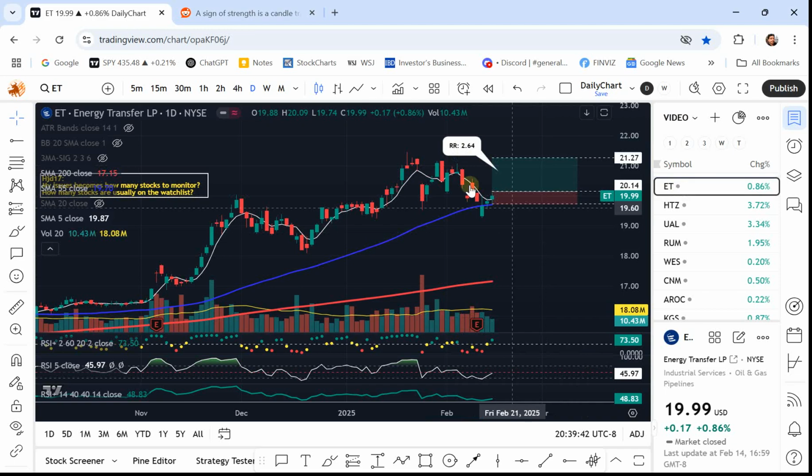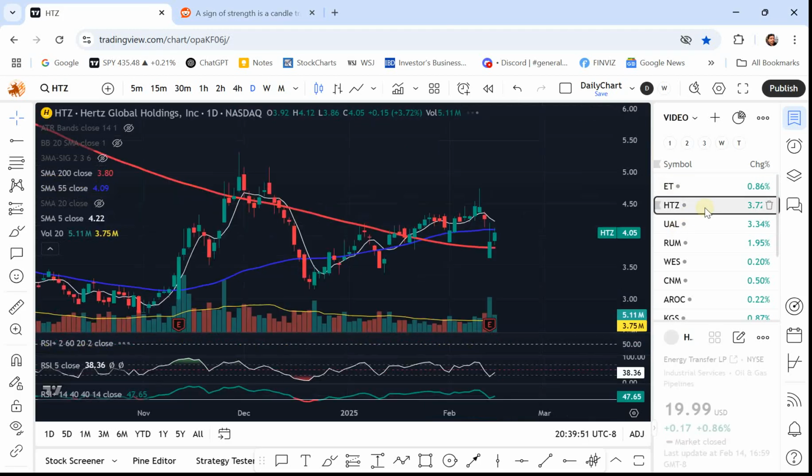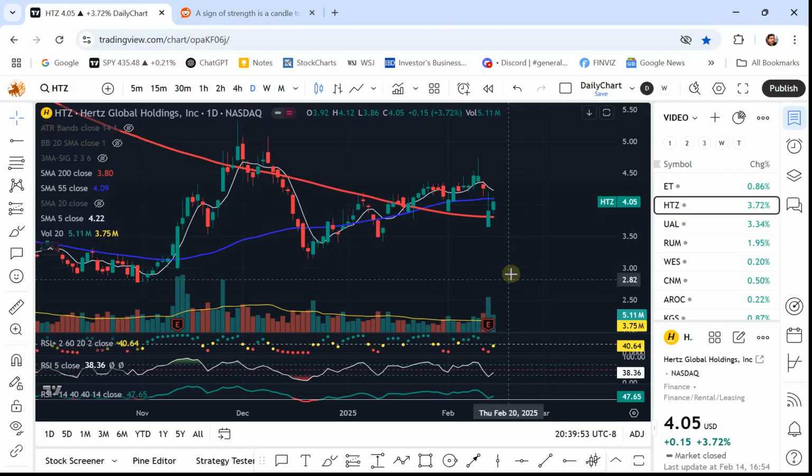If it has less than 2, then I would not consider it for my watch list, and I would take it out. I'll go to the next one, for example. I'm looking at this one here, and as far as a setup, it's not ready because it's still the yellow dot.